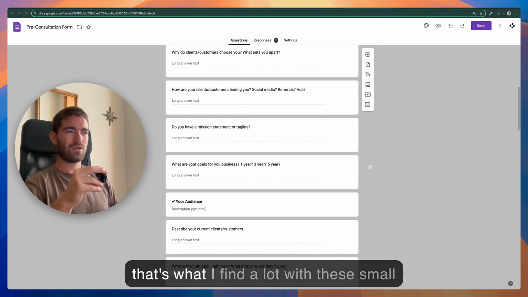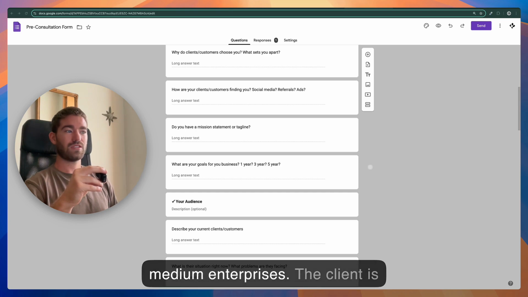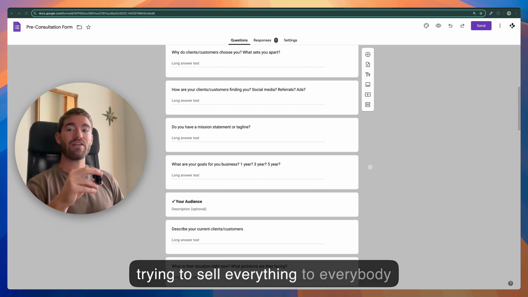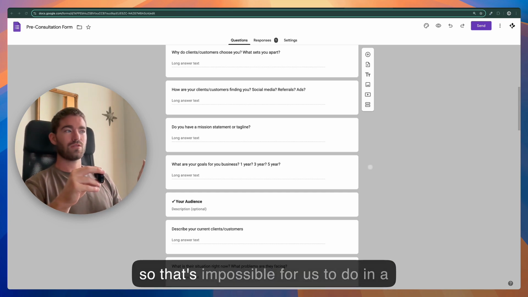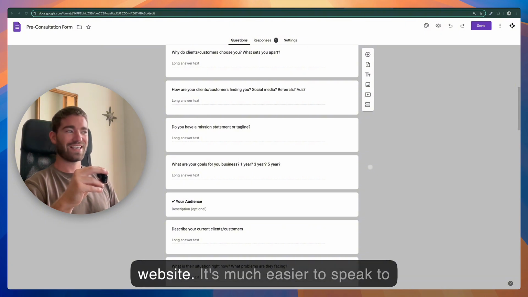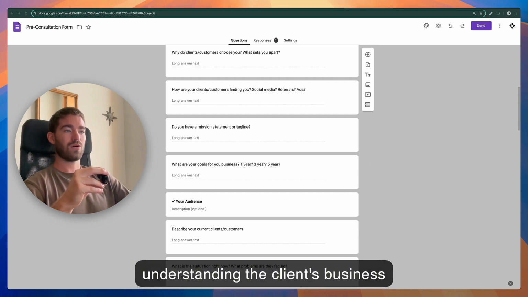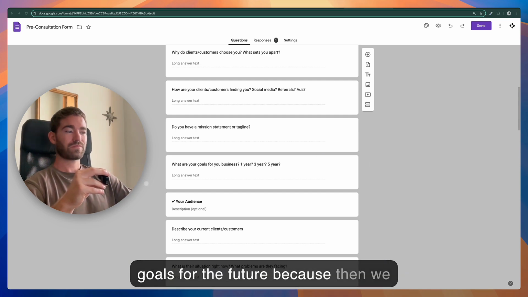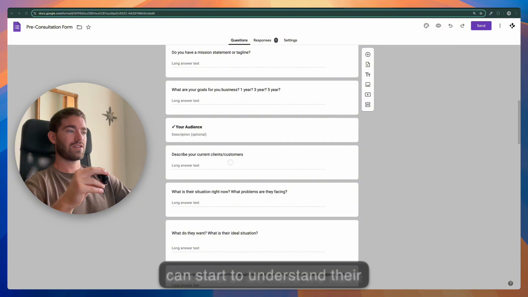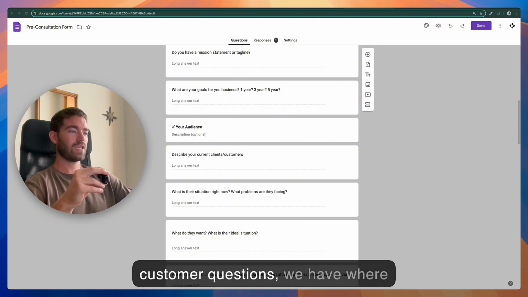Because that's what I find a lot with these small, medium enterprises. The client is trying to sell everything to everybody. That's impossible for us to do in a website. It's much easier to speak to one person. So let's narrow that by understanding the client's business goals for the future, because then we can start to understand their customers. So here we have customer questions.